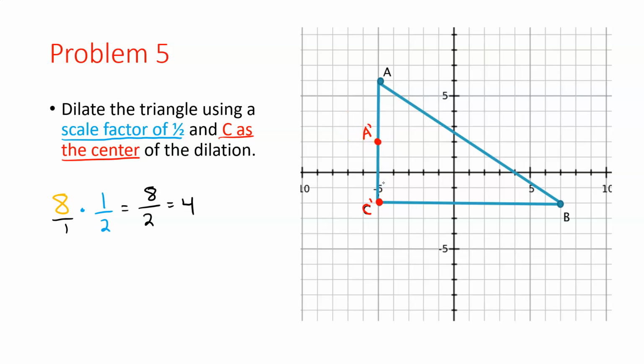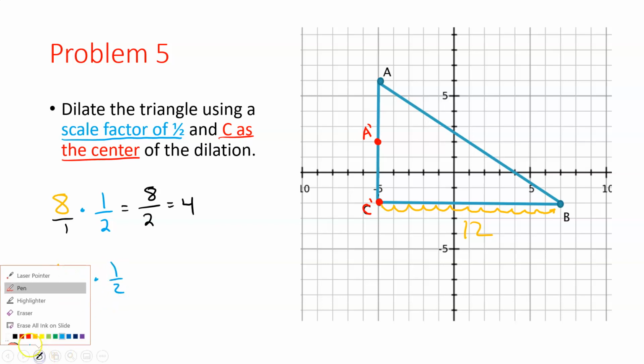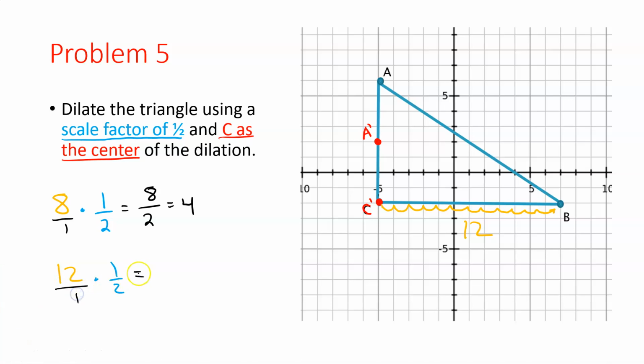Okay, we're going to do the same thing with C to B. C to B used to be a length of 1, 2, 3, 4, 5, 6, 7, 8, 9, 10, 11, 12. That used to be a length of 12. But when we apply our scale factor of 1 over 2, I'll go ahead and show my work for this one. Across the top, 12 times 1 is 12. 1 times 2 in the denominator is 2. 12 divided by 2 is 6.